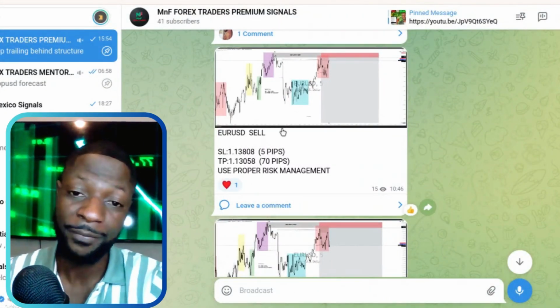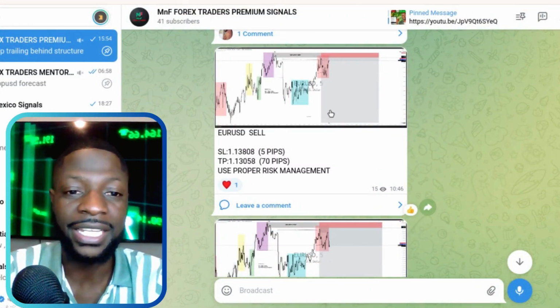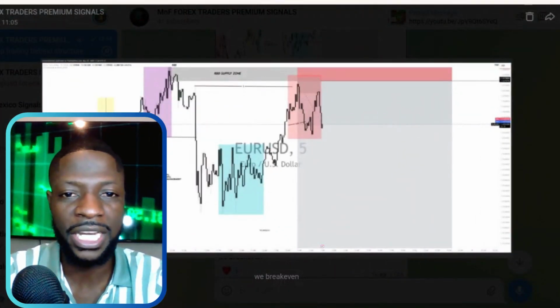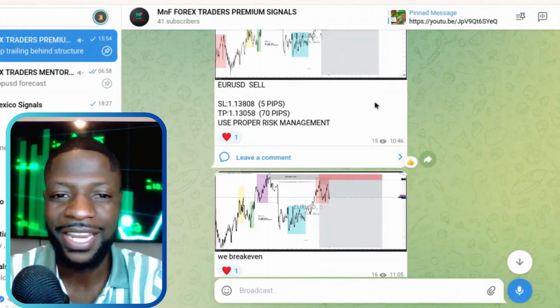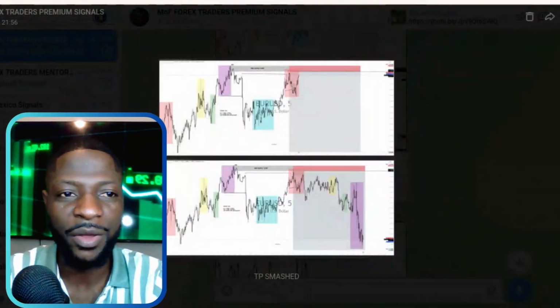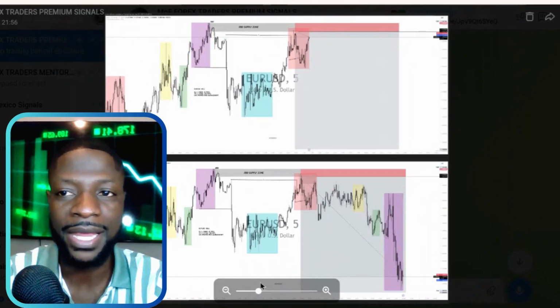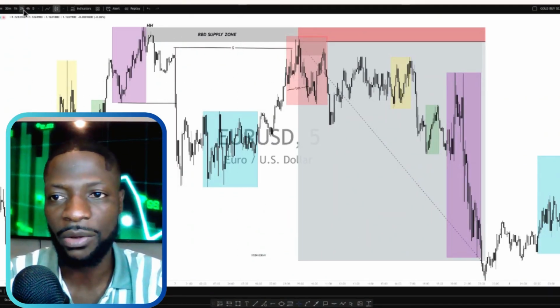We took this particular trade with the 5 pips stop loss and the 70 pips target, making it a 1:14 risk reward ratio. As you can see, the market was beautifully pushing in our direction, and we were able to ask the community to actually go break even. And a few moments later, we saw the market going all the way to our take profit, which was absolutely amazing, right? Let me show you what was happening on the higher time frame and everything else, right?